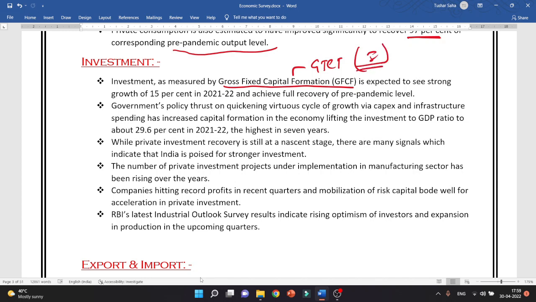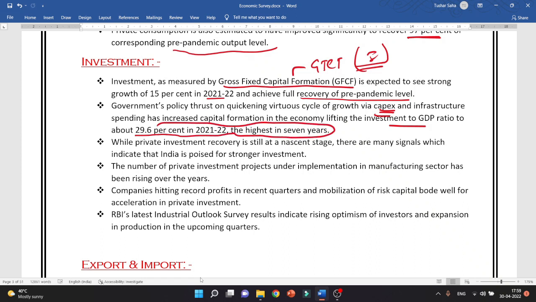India is expected to see strong growth of 15% in 21-22 and achieve a full recovery to the pre-pandemic level. Government policy thrust is on quickening the virtuous cycle of growth via capex. Capex is capital expenditure, right? And infrastructure spending has increased capital formation in the economy, lifting the investment to GDP ratio to about 29.6% in 21-22, the highest in 7 years.